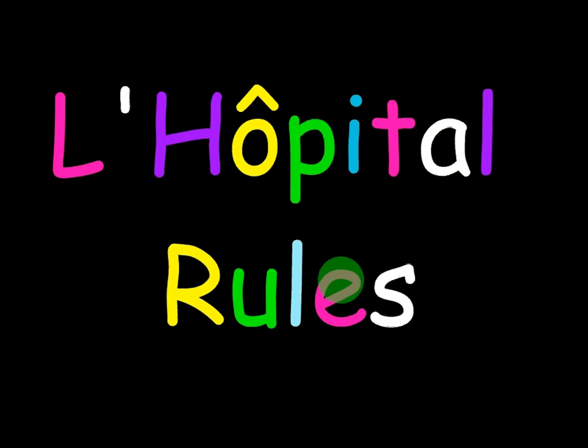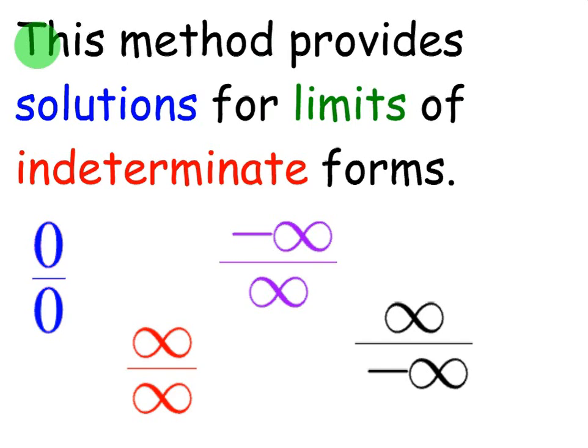Let's go ahead and take a look at why we need to know L'Hopital's rule. So this method provides solutions for limits of indeterminate forms. So what does the word indeterminate mean? Well, it's of the following type. First of all, if you were to plug in a number for a limit value, say it's the limit at 3, to the top and bottom of a fraction, and you get 0 over 0, that is an indeterminate form. We don't know exactly what number that is. It's very open-ended. Same for negative infinity over infinity, infinity over infinity, or infinity over negative infinity.